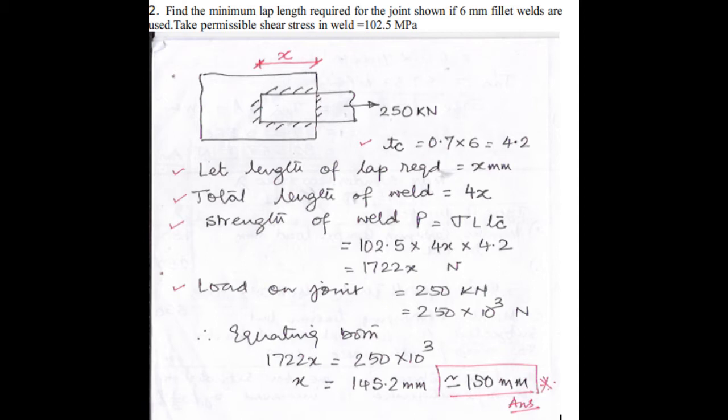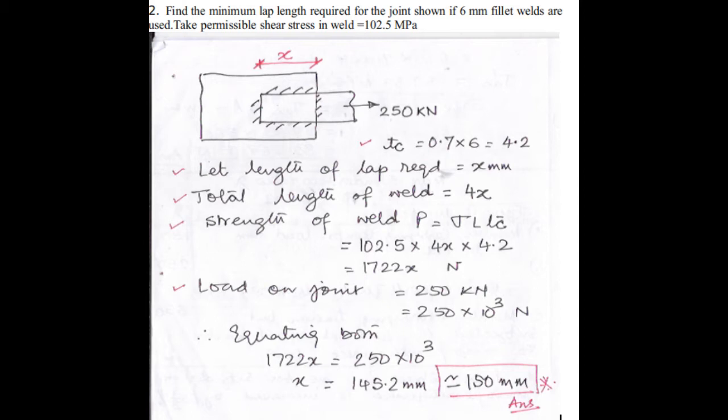First, the throat thickness TC is equal to 0.7 into the size of weld. Now the size of the weld is given as 6 mm in the question. So TC comes out to be 4.2 mm. Now let the length of the lap required be x millimeter. That is not given, that we have to find out.